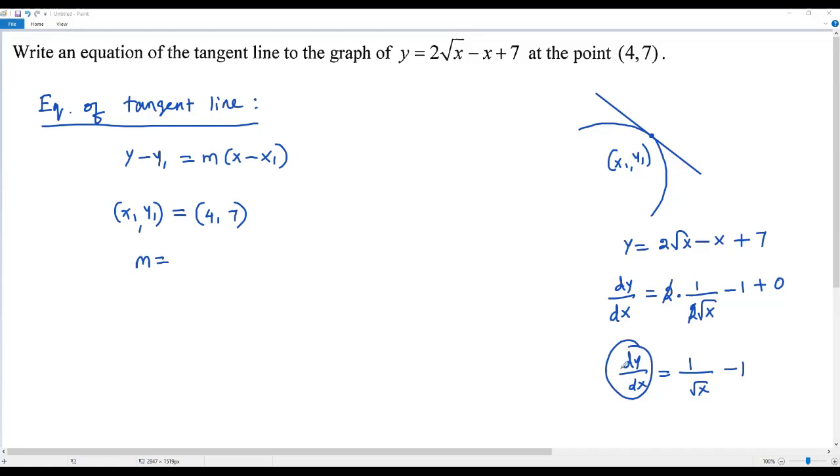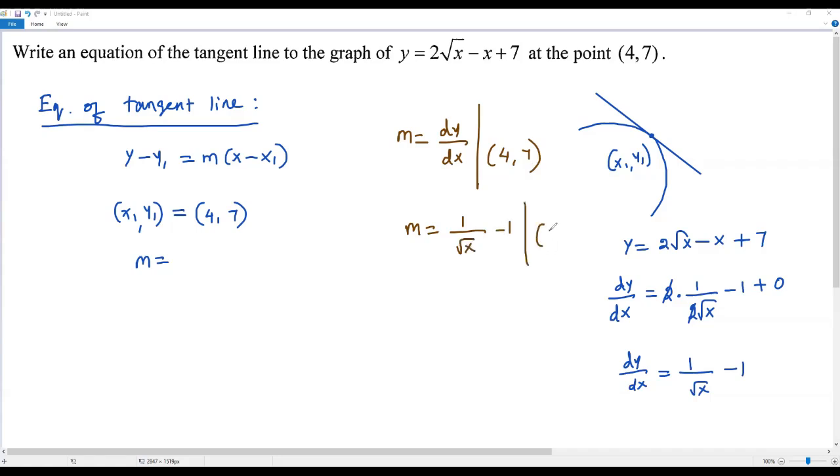Actually, this dy over dx, the one I got from the given function, represents the slope of the tangent line. But we need the slope of the tangent line at the point (4, 7), because we draw the tangent line to the graph of this function at (4, 7). So to get the value of m, the slope of the tangent line, I have to plug the point (4, 7) into the result of dy over dx. So m equals dy over dx at (4, 7), which is 1 over square root of x minus 1 at (4, 7).